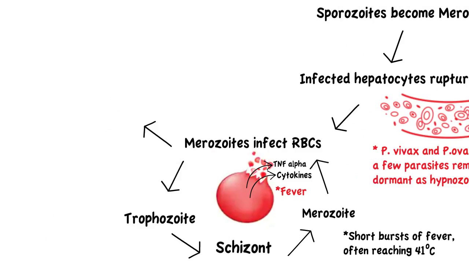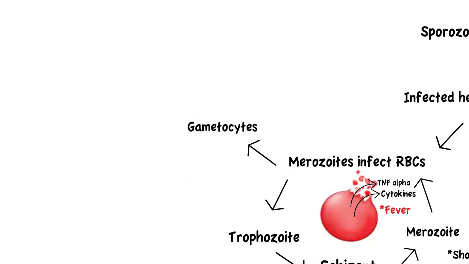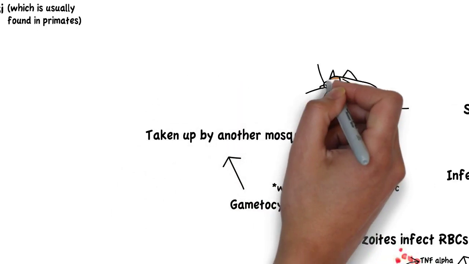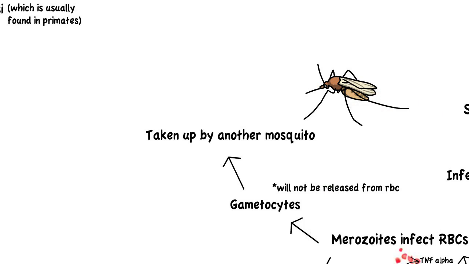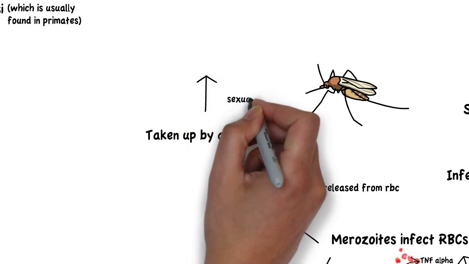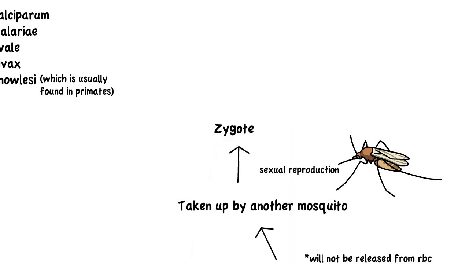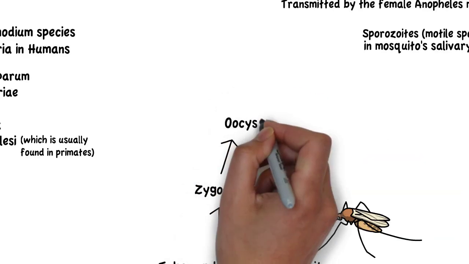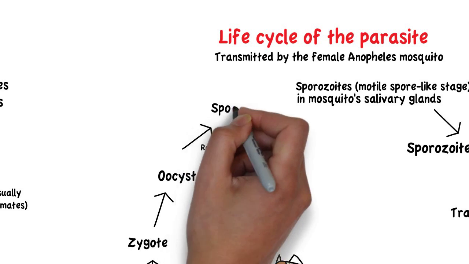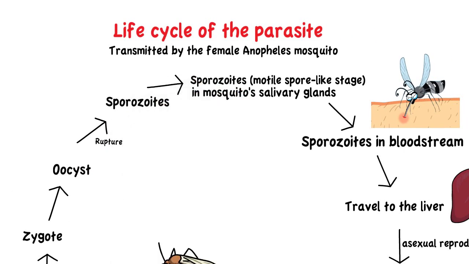Now, a few merozoites will develop into gametocytes instead of trophozoites, and these will not be released from the red blood cell until they are taken up by another feeding mosquito. This mosquito that takes up the gametocytes is now infected. The gametocytes reach the mosquito's gut, where they undergo sexual reproduction. The fusion of gametocytes results in a zygote, which will ultimately develop into an oocyst. This will rupture, releasing sporozoites that will reside in the mosquito's salivary gland, and thus completing the cycle.